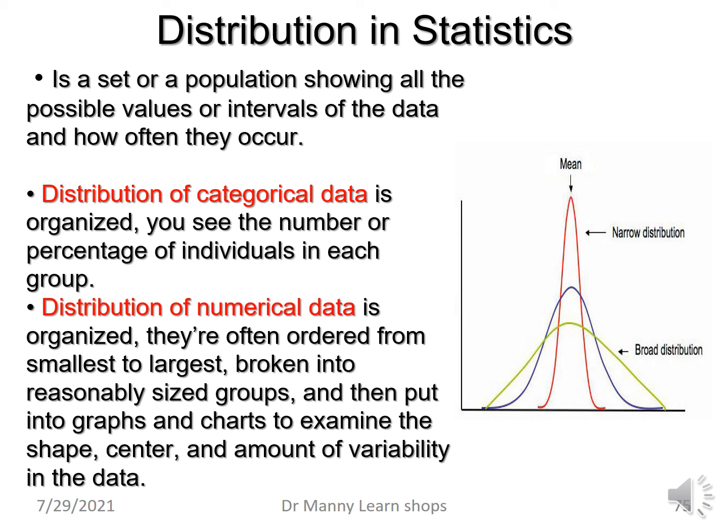When we look at the distribution in statistics, this is a set or a population showing all the possible values or intervals of the data and how often it occurs. Distribution of categorical data is organized. You see the number or percentage of individuals in each group. Distribution of numerical data is also organized. They're often ordered from smallest to largest and broken or categorized into reasonably sized groups and then put into graphs and charts to examine the shape, center and amount of variability.